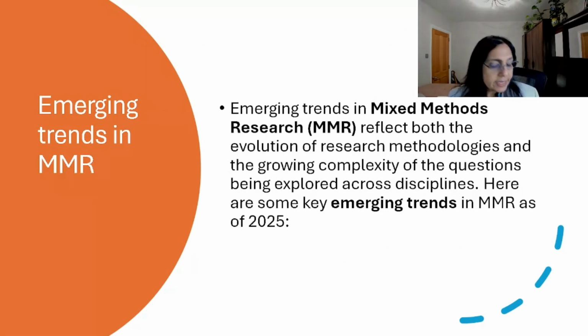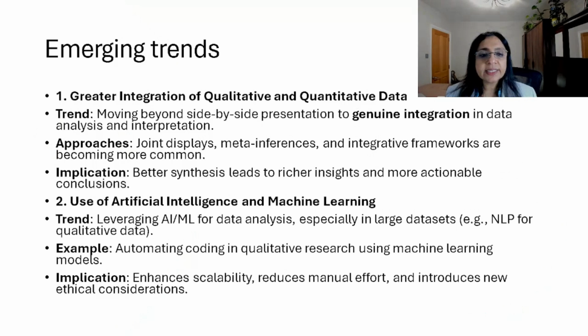So we have completed the seven advanced mixed method research designs: multistage, intervention, case study, participatory, embedded, intersected, and scaffolded designs. Emerging trends in mixed method research reflect both the evolution of research methodologies and the growing complexity of the questions being explored across disciplines. So, some of the key emerging trends in mixed method research.